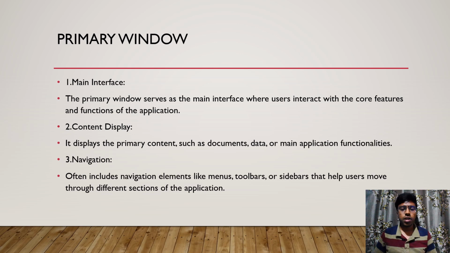Primary window, the main interface. The primary window serves as the main interface where users interact with the core features and functions of the application. Content display: it displays the primary content such as documents, data, or main application functionalities. Navigation: it often includes navigation elements like menu, toolbar, or sidebar that help users move through the different sections of the application.